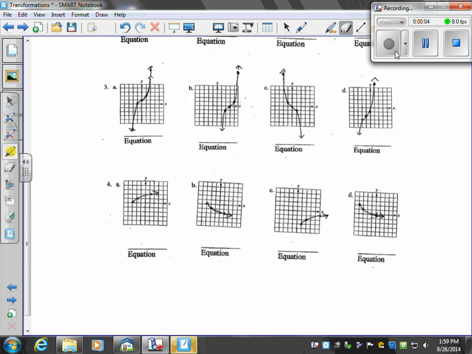Our parent graph is going to be our cube function, y equals x to the third power. Let's determine this middle portion where it changes direction, which is going to be 0, 1. So that would be y is equal to x minus 0 cubed, and then plus 1. So y equals x cubed plus 1, and this means we go up 1 unit.